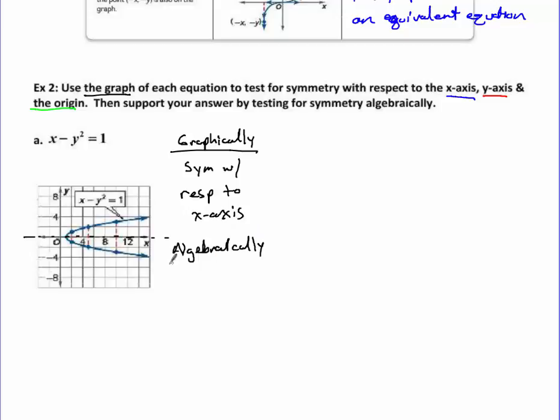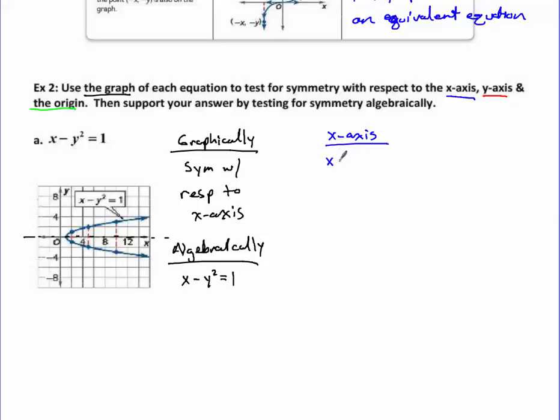And I know when you look at the picture, you're like, well, of course it works. I could fold it in half. But just bear with me because they're not always going to be that easy. So we have our equation, x minus y squared equals 1. So first we're going to test if it's symmetric with the x-axis.